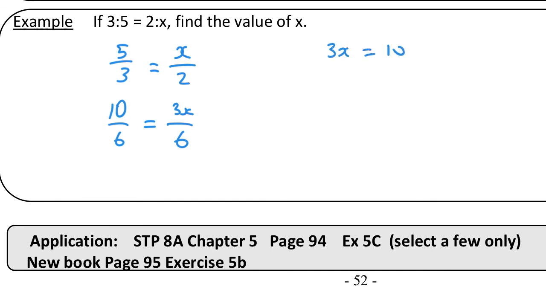And then we could divide by 3. So 3x divided by 3 will get you down to 1x. So we need to do the same to the 10. And we get x equals 10 divided by 3. And the best way to write that is 10 over 3. And we can change that into a mixed number to give 3 1/3.